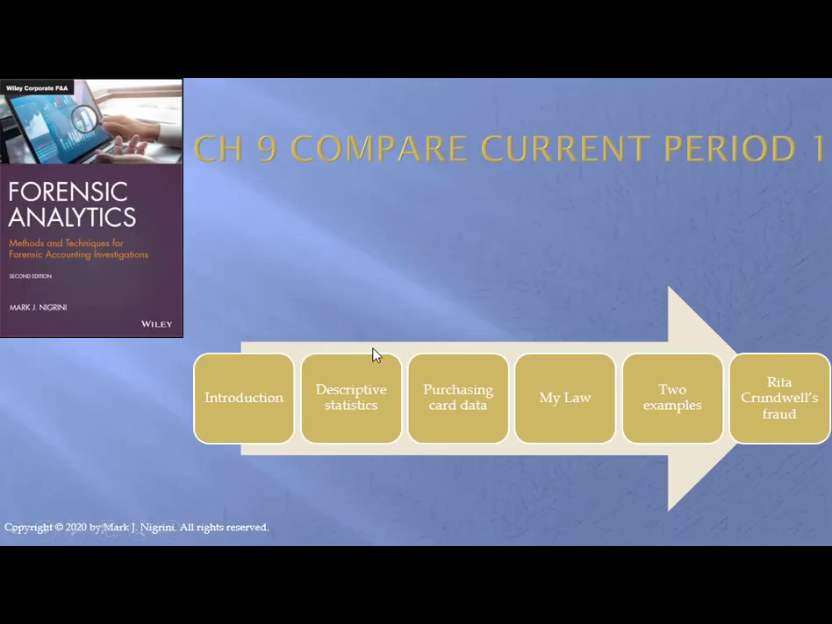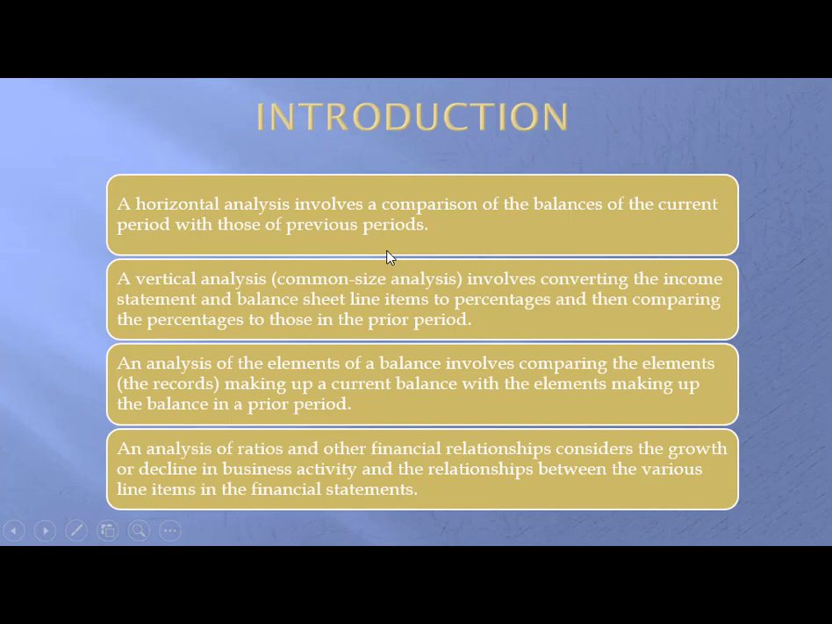The next way that we would do this is we would look at the analysis of the elements of a balance. And so in the balance sheet that we saw before, we saw accounts receivable, and this would just be where we would compare the look and feel and the makeup of the numbers, the individual inventory numbers or the individual accounts receivable numbers, prior period compared to this period.